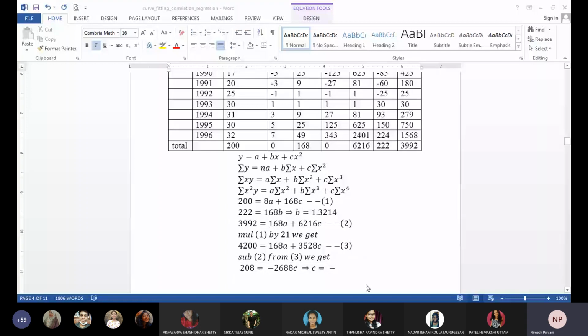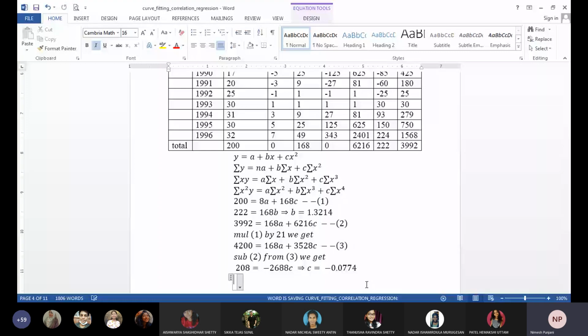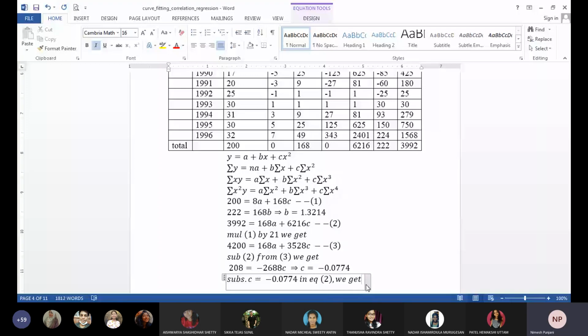It has to be 2688 नहीं 208 divided by 268, minus 0.0774. This is what is my c. After getting c, substitute c equals minus 0.774 in equation 2 you can say, और इक्वेशन 1 में डाल दो.